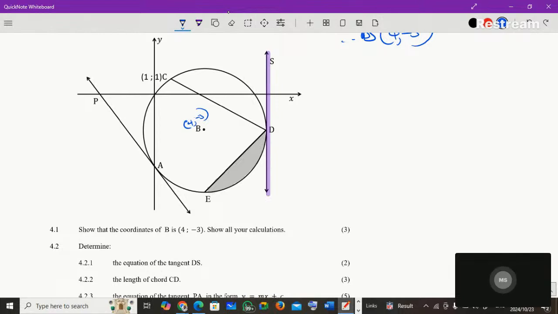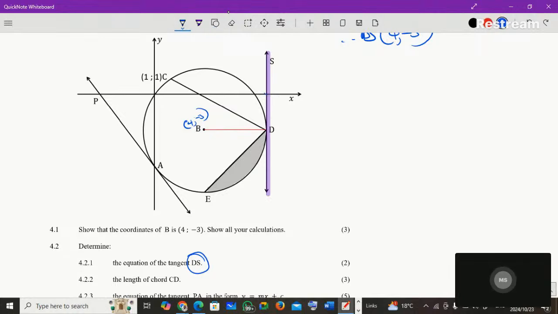The equation of the tangent DS. We said DS is a vertical line. So if DS is a vertical line, that means the x-value at D is the same as at S, as at any point on it. Okay, so by a vertical line, if I start from the center at B, I will draw a line from here. It is B to here, to D, which will be horizontal.